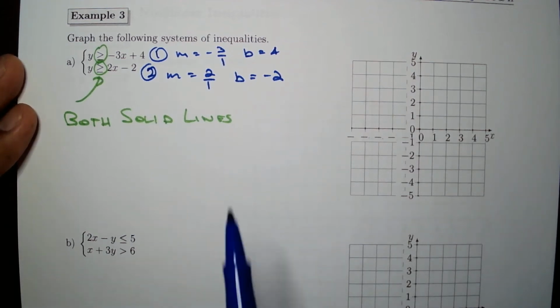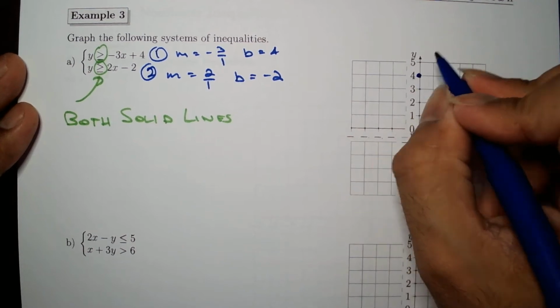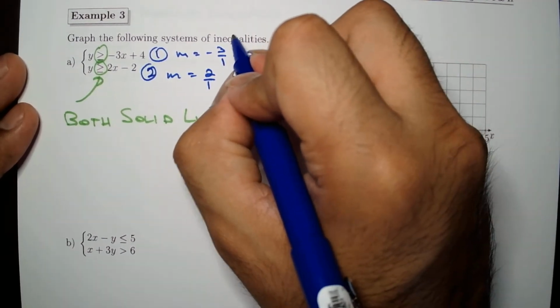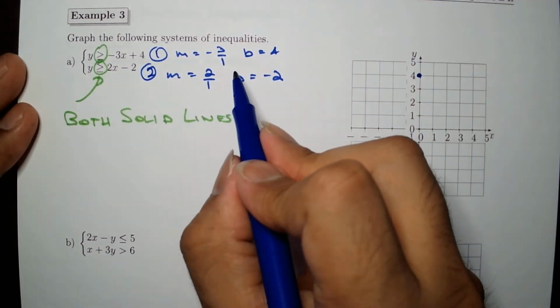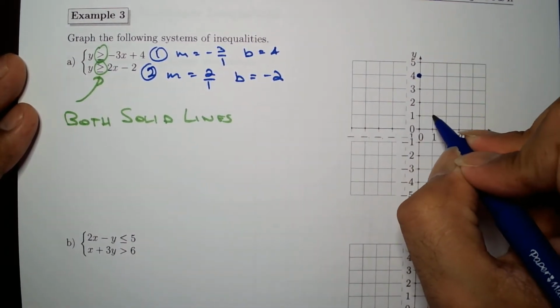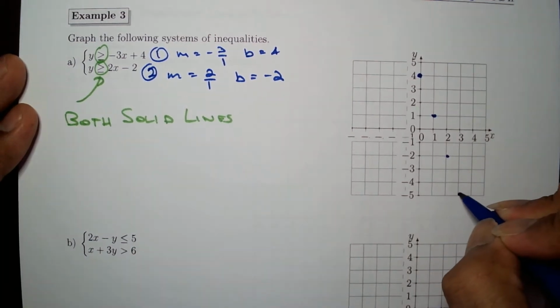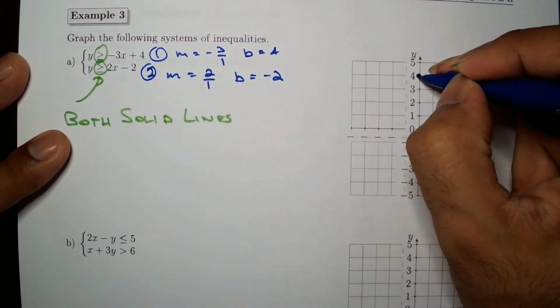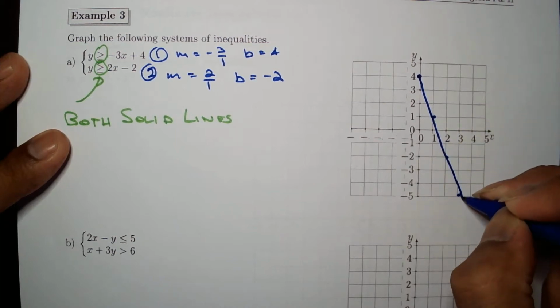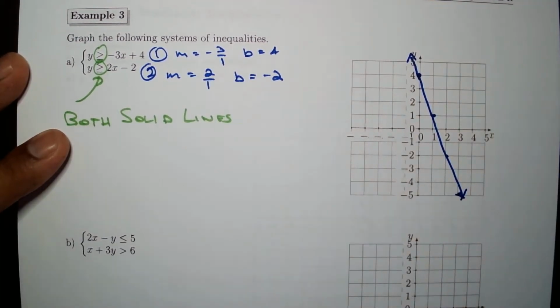So let me graph the first one. I'm going to go up to 4 and then go -3, so I'm going to run 1 and go 3 units down. 3 and run 1, 3 and run 1. And that's going to be the solid line.